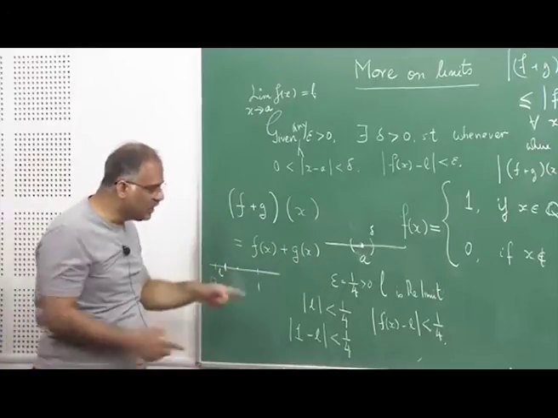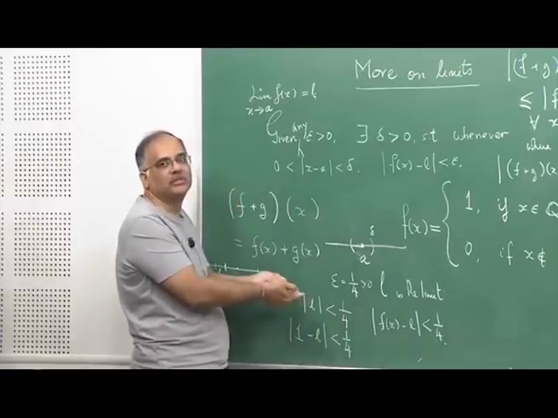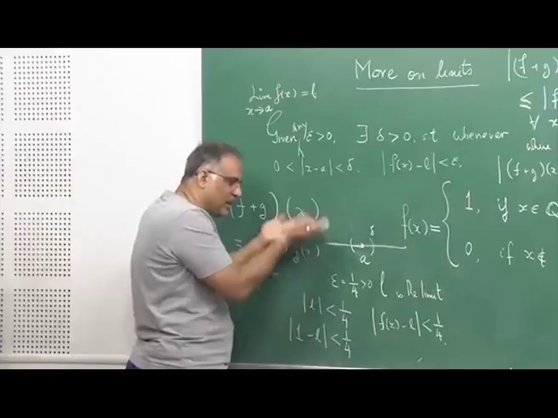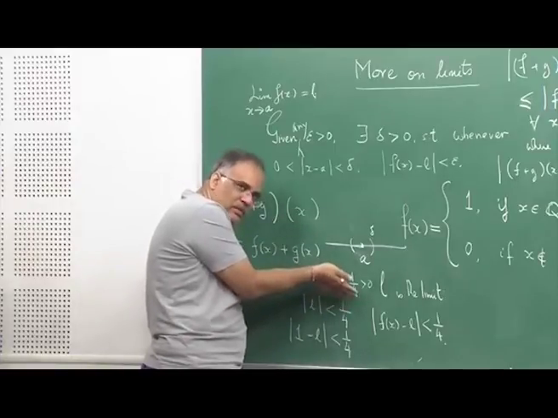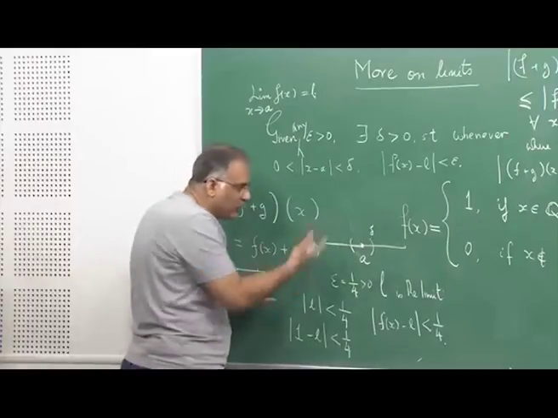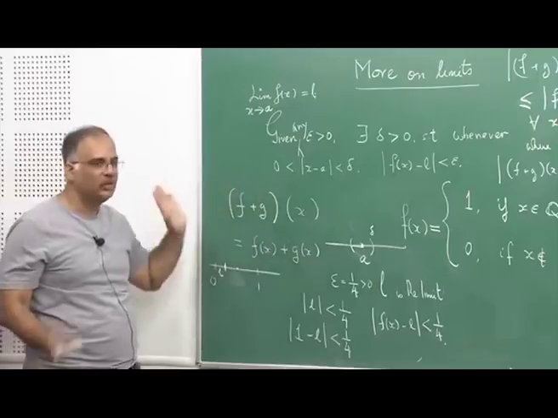Hence you see I cannot find, it does not matter what delta I take, these inequalities will always fail. So I am using the epsilon-delta definition to show that I have taken an epsilon and I cannot find a corresponding delta for which this will hold, because that is leading to a contradiction.